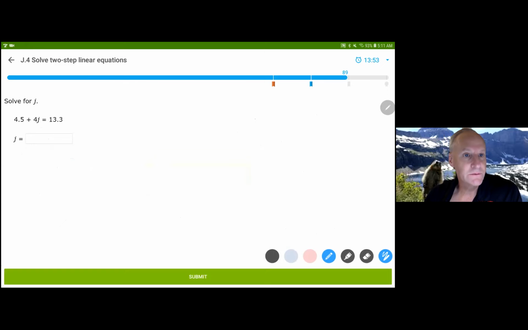This one we're going to subtract the 4.5 and then divide by 4. Looks like we're going to have to write it down a bit. So I've got 0.5 plus 4j equals 13.3. Now, if I wanted to be very formal, I could switch these using which property? Do you remember? I'm commuting them. So it's the commutative property of addition. And I could do that, but I don't need to.